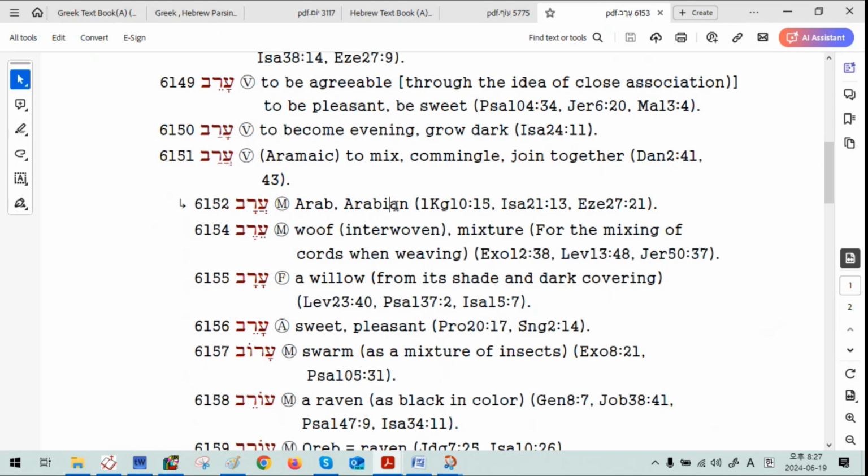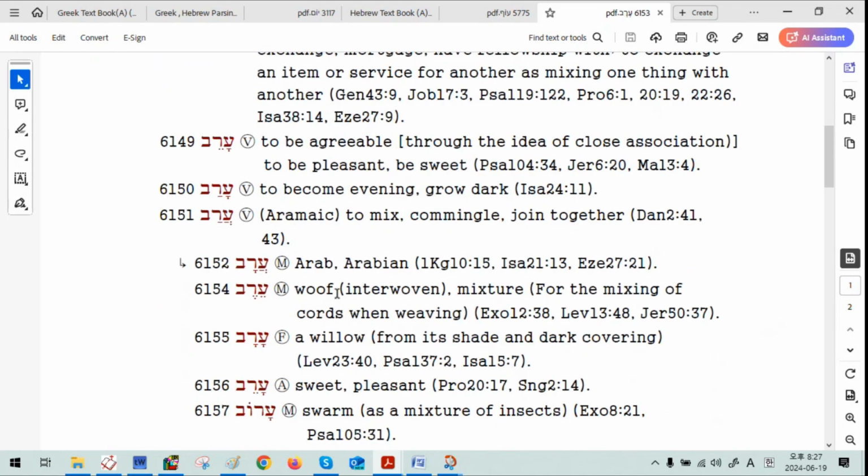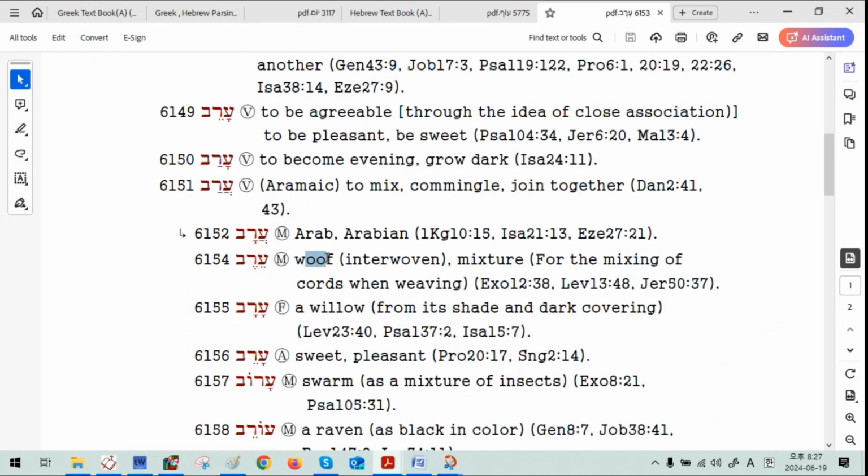That's why Apostle Paul, after he met Christos Jesus on the road of Damascus, went to Arabia for 3 years. Is he going to the geographical location Arabia? No. He is going through the exchange of knowledge. And then Erev is the interwoven, mixture. The mixing of the cord when weaving. That is the making of the garment of Christos. Put on the garment of Christos by making the mixture of the cord, right?